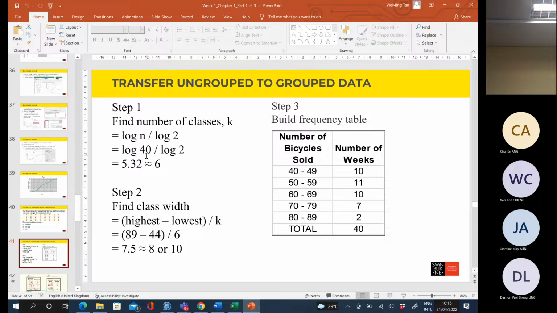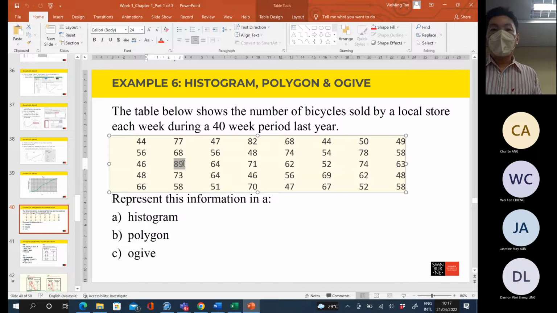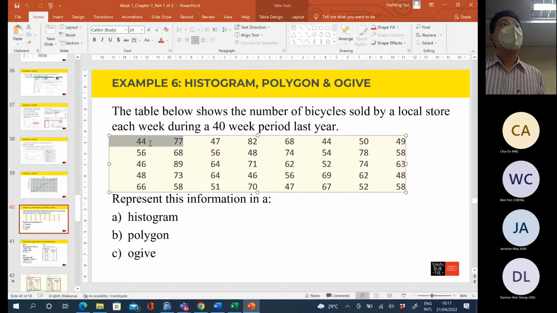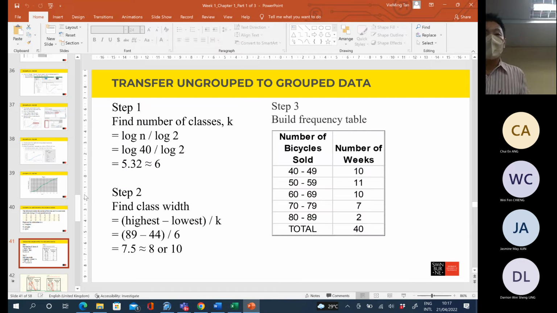Okay, highest number. How to get the highest value from this question? Okay, so you have to go back to your raw data again. You check from this 40 data, which data has the highest value? Answer is 89. Okay. The lowest value data is 44. Right. So you substitute the 89 and 44 into the formula of class size.